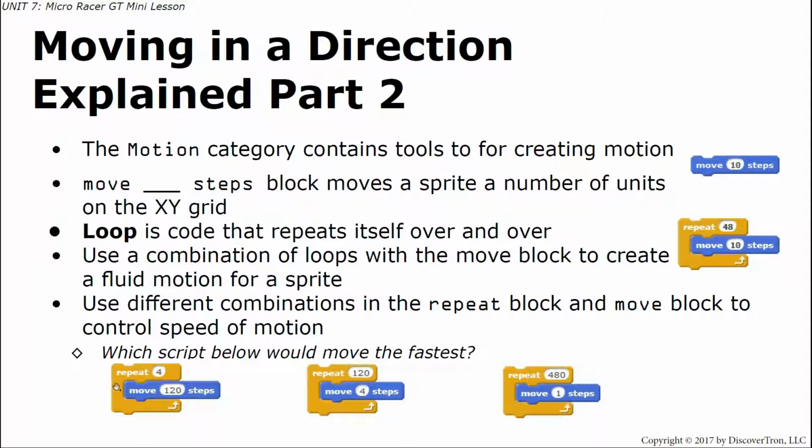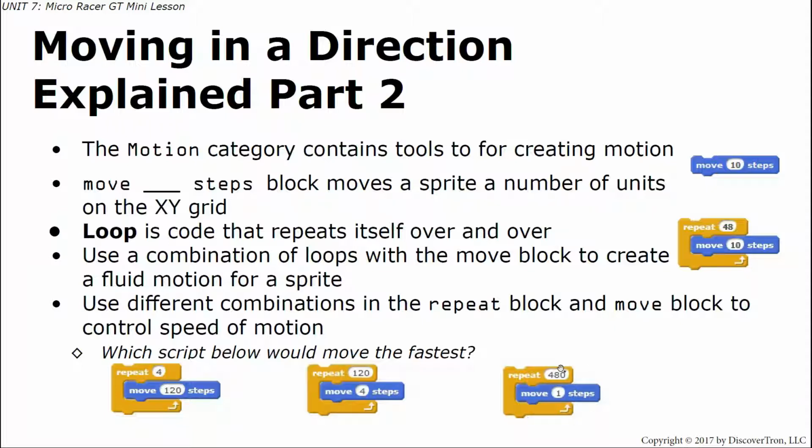Okay, that would be very fast because every time the computer went through this 4 times, it would move 120 steps, which is a total of 480 units. Right over here, the computer would have to go through this 120 times, moving at 4 steps per loop to go 480 units. This is a little bit slower than this one right over here, okay, because it has to go through this code 120 times, moving at 4 steps per loop to get to the end result as this one. And then over here, this one would have to go 480 times, 1 step per loop to get to 480. So this would move the slowest.